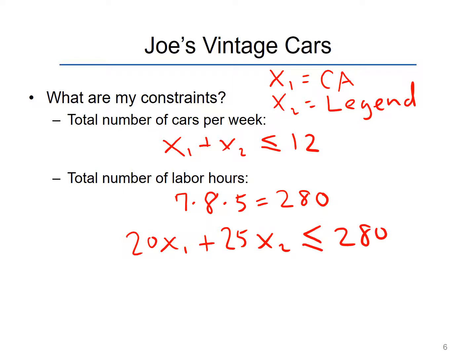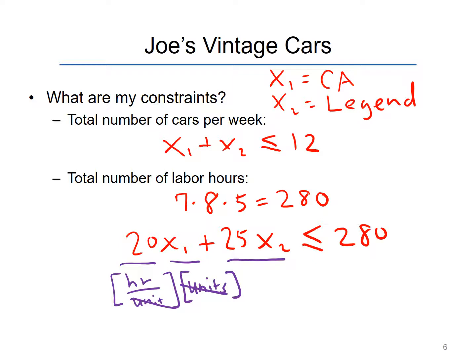For a lot of these constraints, if you're not sure, one easy way to check whether your constraints are written correctly or not is to simply check the units. We know the units for this 20 here, I'll just write it like this, 20 hours per unit, where unit is the car, and then x1 is in units, right? So these two cancel, and you're left with hours. Same argument here, and we know the units here are hours. These are actually worker hours, but essentially the unit here is hours.